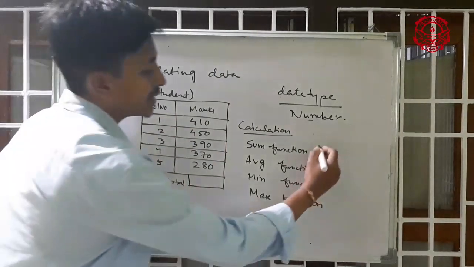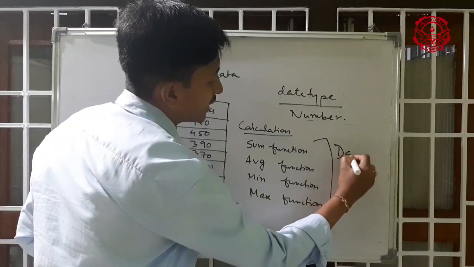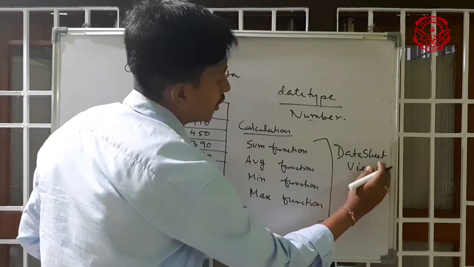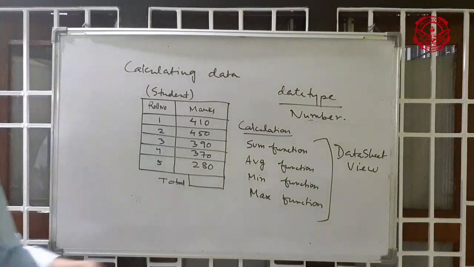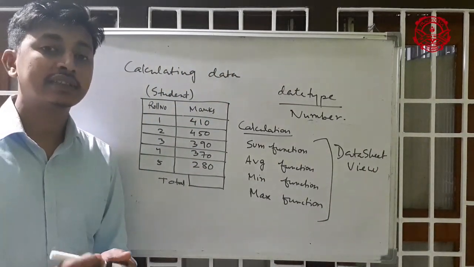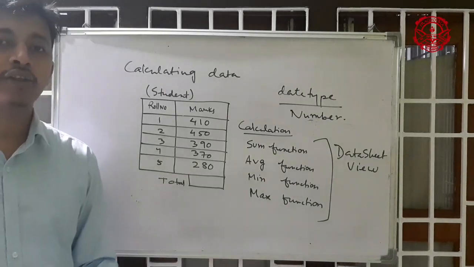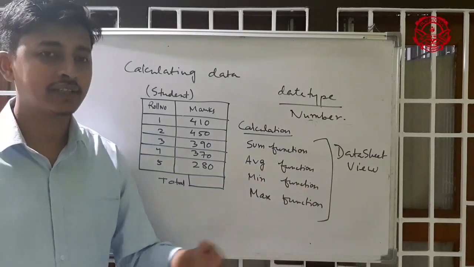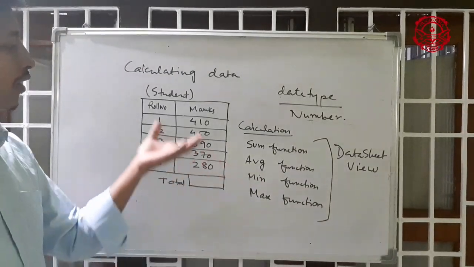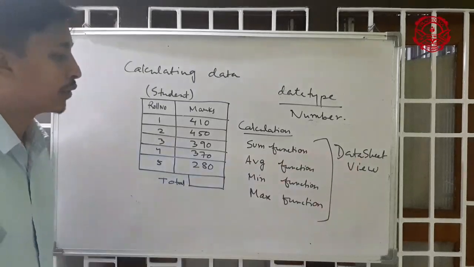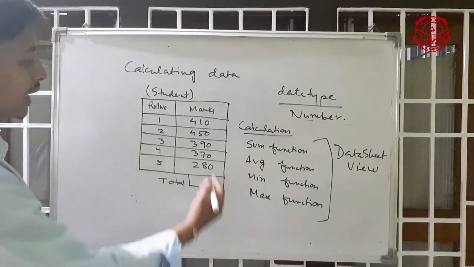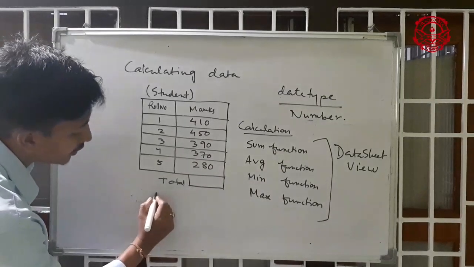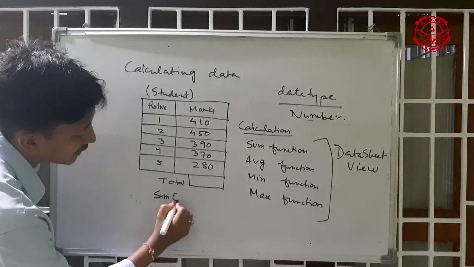Okay, but these things are used in datasheet view, not in design view, because in design view you create the table columns and also the column data types, but in datasheet view you enter data, you enter the field, so that's why all these things are done in datasheet view. Now for example, I want to calculate the total marks of this field, so I have to use the sum function.